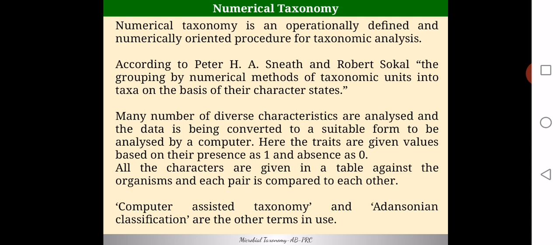Accordingly you will get certain coefficients, some value will be provided, and based on that we can say that this organism has this much similarity with the other organism. In that way, numerical taxonomy is different from the rest, that means the phenetic and phylogenetic systems. Because of the great influence of computers, this taxonomy is also called computer assisted taxonomy or Adansonian classification.